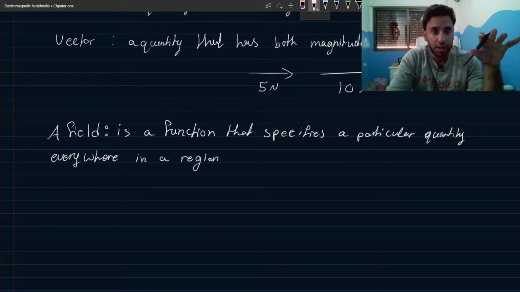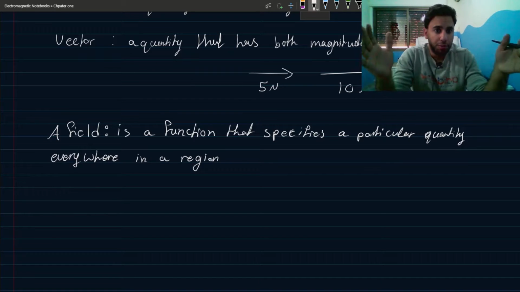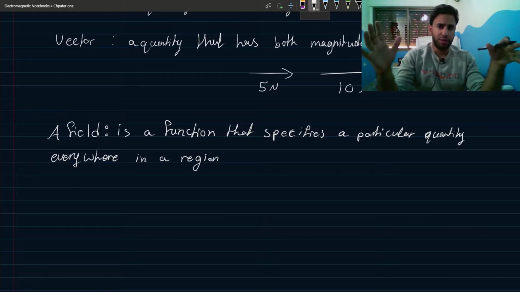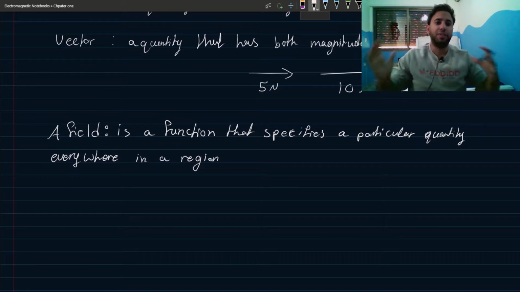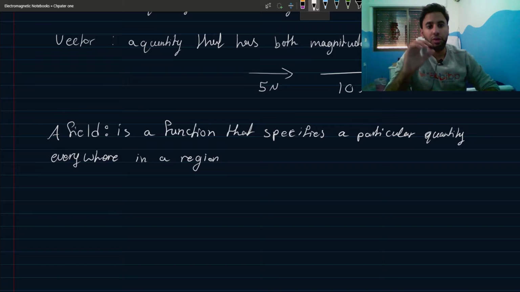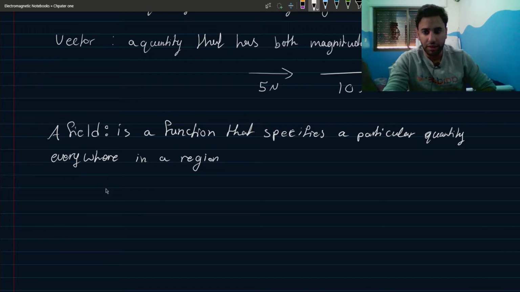There's a third definition I would like to add, and the definition is a field. What is a field? A field is a function that specifies a particular quantity everywhere in a region. And what does that actually mean? Let's say that you have a room and you want to know the temperature in a room. You can say, oh, the room temperature is 30 Celsius. But that just tells you the average of everything in the room. But you can also do a distribution of the temperature in the room that shows you the temperature everywhere in this room.